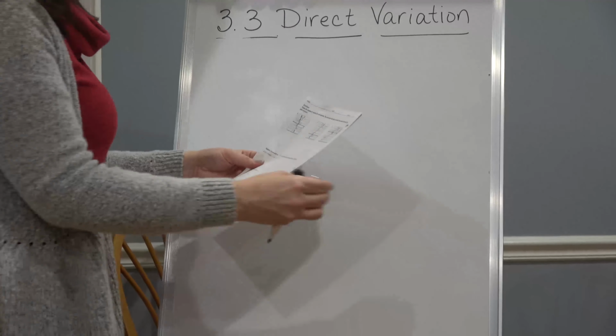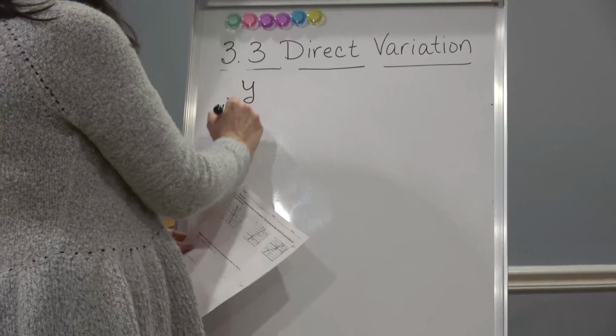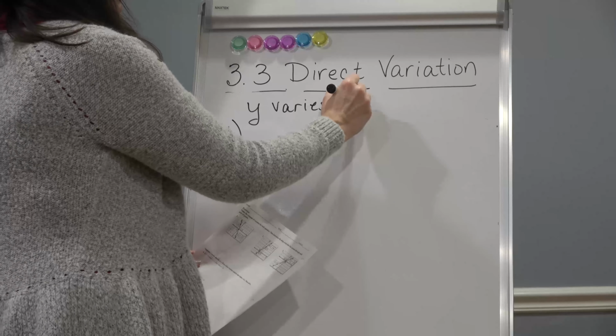Okay. All right, so back to the lesson, guys. All right, so in 4, 5, and 6, they tell you that y varies directly as x.